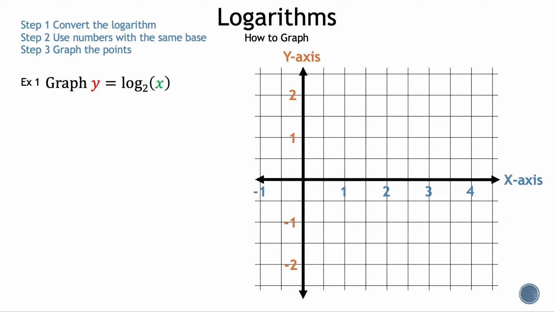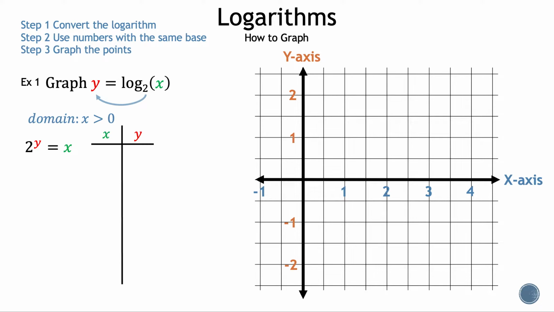Our first step is to convert the logarithm. Let's find our base, which is 2 in this case, and draw an arrow to our answer y. And now we have the equation 2 to the y is equal to x. Remember, the number in the logarithm can't be negative, so our domain is x is greater than 0. If you know another way to write our domain, put it in the comments below.